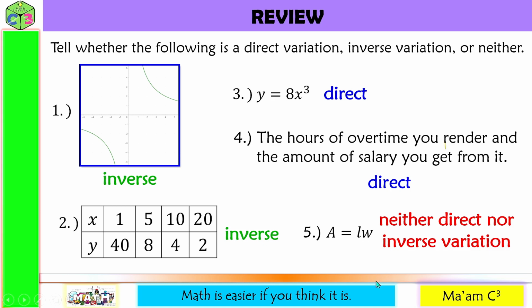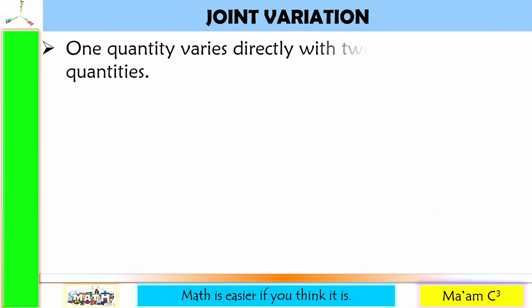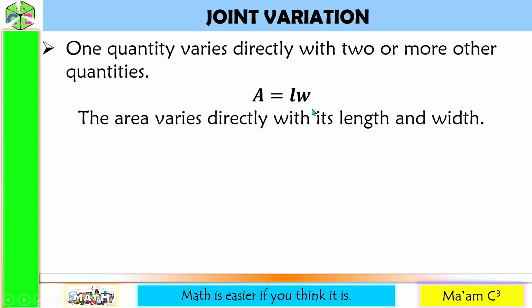Today's discussion will focus on joint variation. This happens when one quantity varies directly with two or more other quantities. Let us recall our last example in the review part earlier. A is equal to length times width. Notice that A here, which stands for an area, is dependent on the values of two other quantities, length and width. So area here varies directly with its length and width.